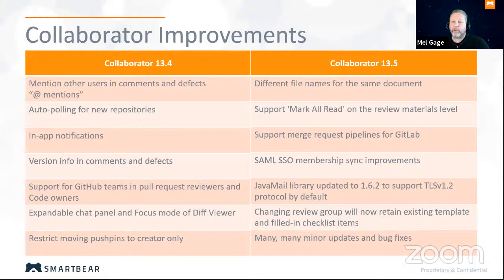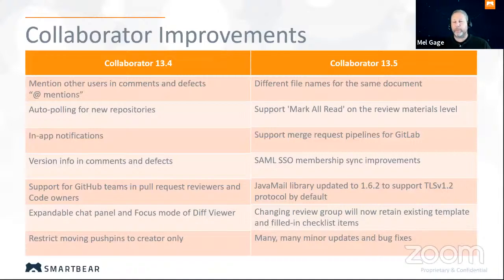We support SAML SSO membership sync improvements. So what this has to do is you can generate tokens now for your SSO memberships and actually use this in the enterprise client GUIs for your login information as well. We've updated our mail libraries to support TLS version 1.2.